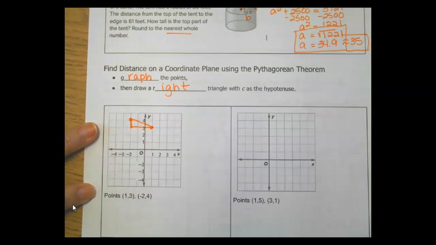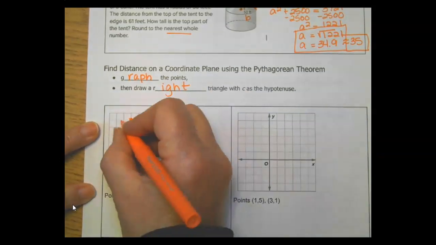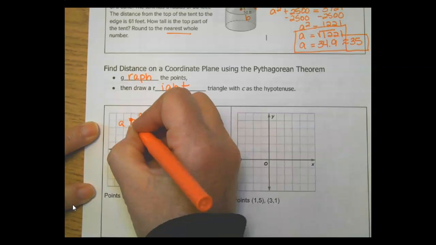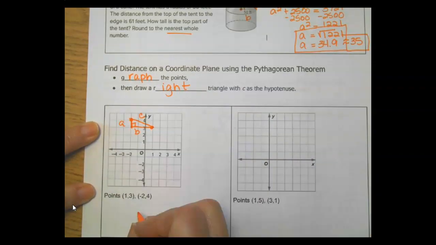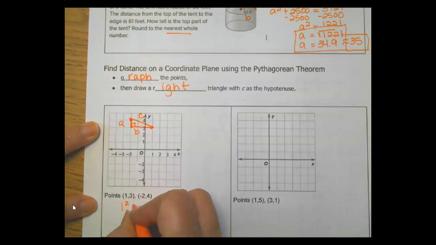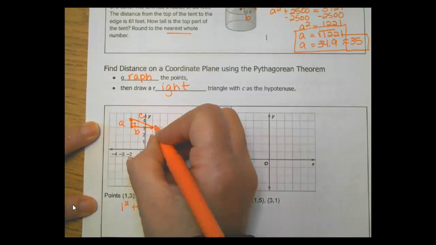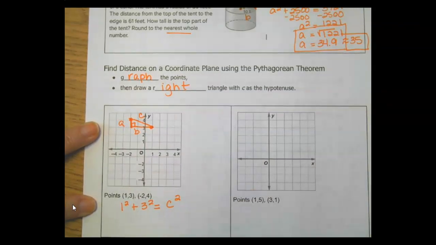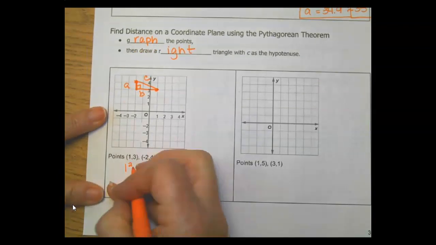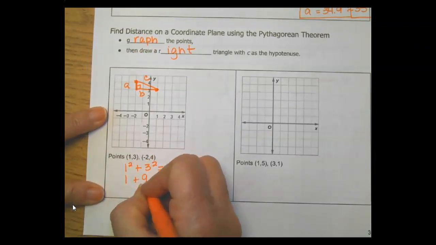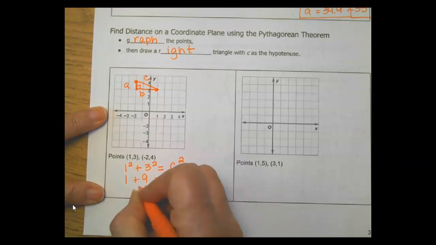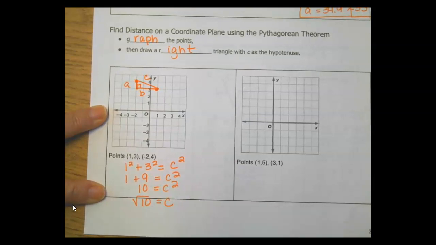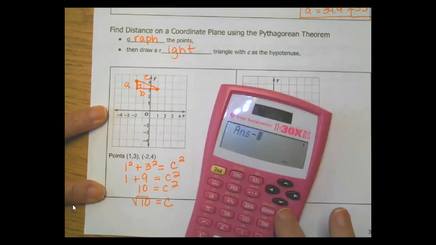Okay, now I'm going to label this A, B, C, right? This is my right angle. Okay, how much is my A? 1 squared. How much is my B? 3 squared. We do not know my C because it's a diagonal, so that's why we use the Pythagorean Theorem. So 1 squared is 1, 3 squared is 9. So 10 is equal to C squared. Square root of 10 equals C. And what is the square root of 10?